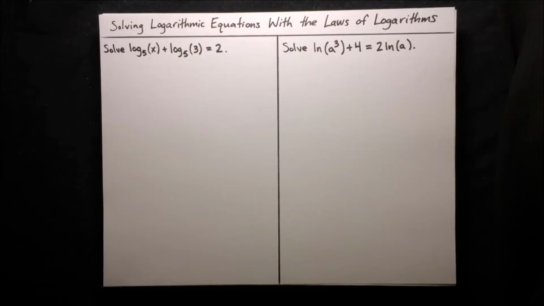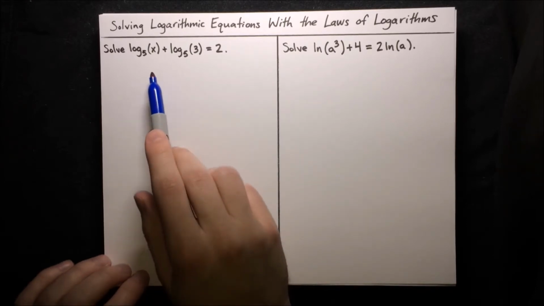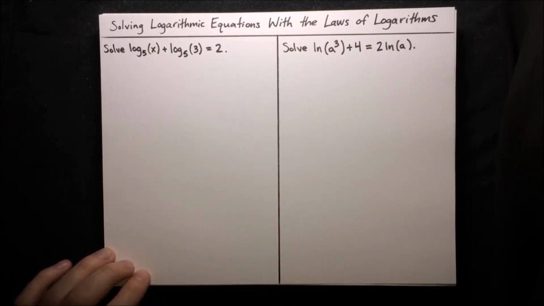In this video, I'm going to show you how to solve logarithmic equations with the laws of logarithms. So first of all, let's take a look at this equation on the left-hand side. We want to solve log base 5 of x plus log base 5 of 3 equals 2.